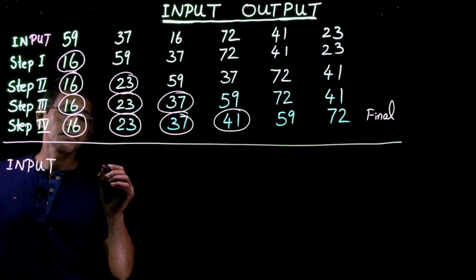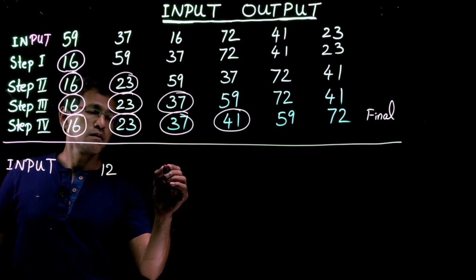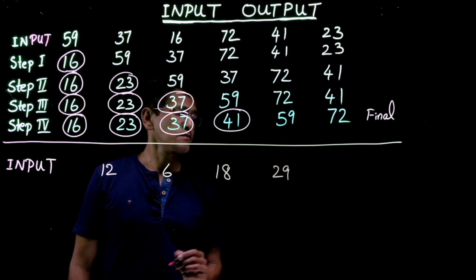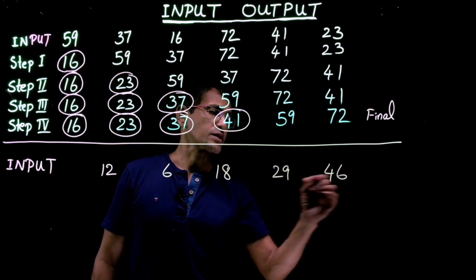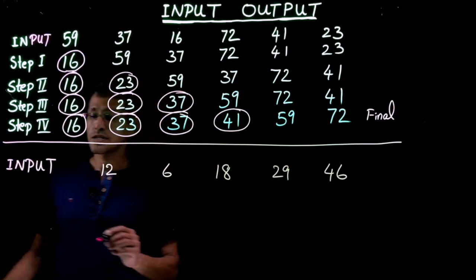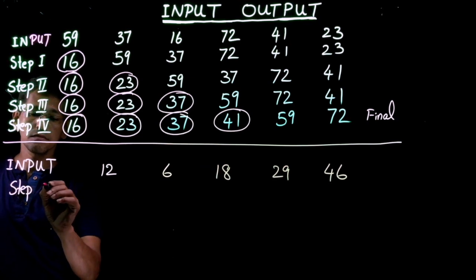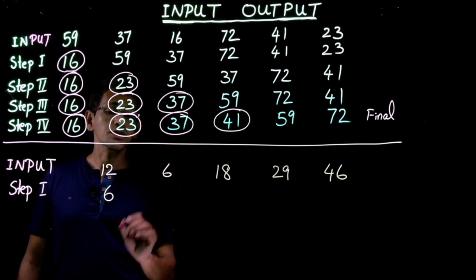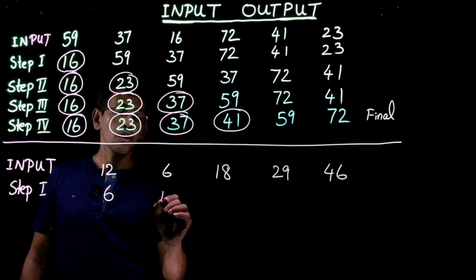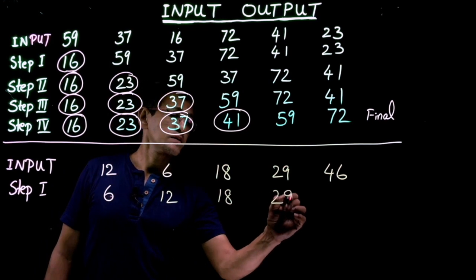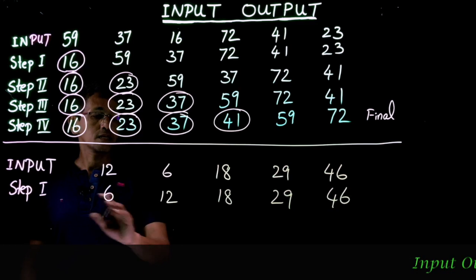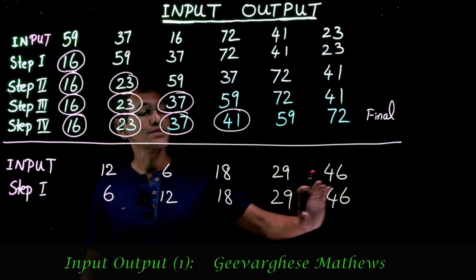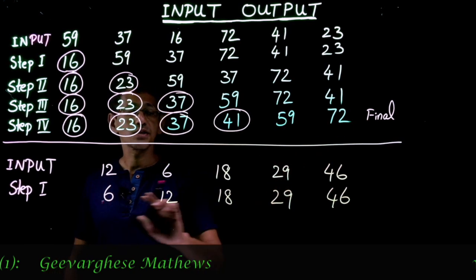Input could be like, 12, 6, 18, 29, 46. So let's see what happens here. Step 1. Step 1 would be what? The smallest number in input would be right here, the smallest number 6. And all other numbers are exactly this: 12, 18, 29, 46. And well, in step 1 itself it's arranged. See that? Step 1 itself it is arranged. So step 1 is the final step for this input.